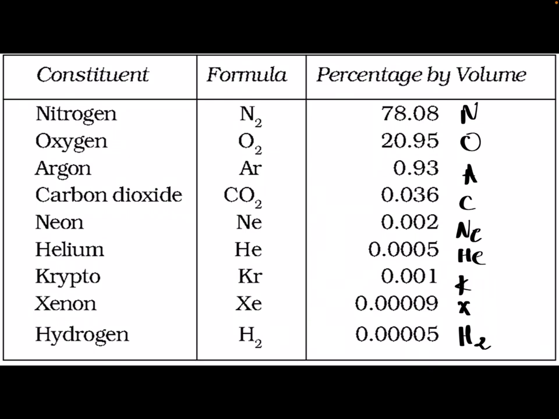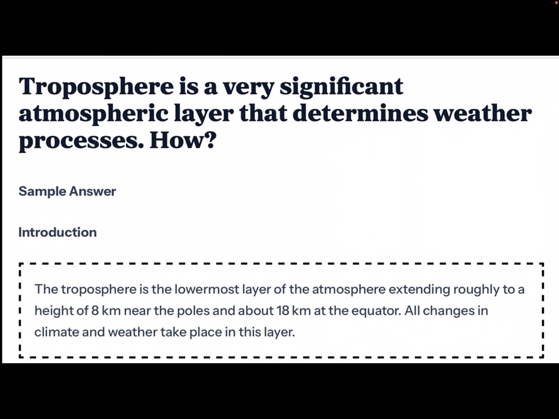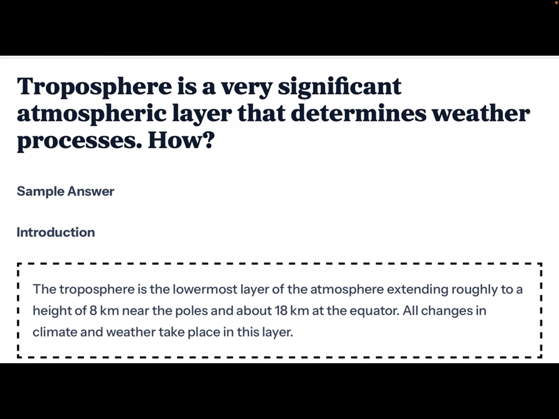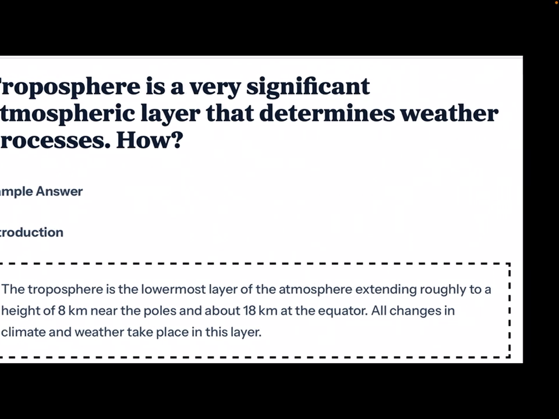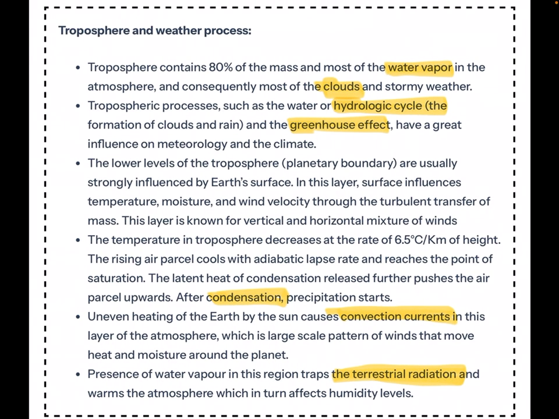So no से होगा नाइट्रोजन, ऑक्सीजन, A से होगा आर्गन, C से होगा कार्बन डाइऑक्साइड, Ne से नियॉन, He से हीलियम, K से krypton, xenon and then hydrogen. So these are the gases which are present at the level of the troposphere. These gases are responsible for the existence of life on this earth.